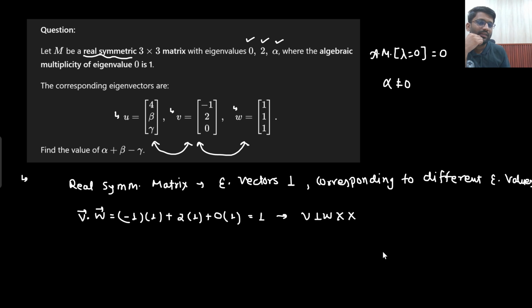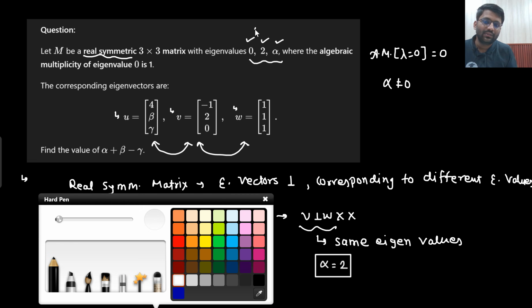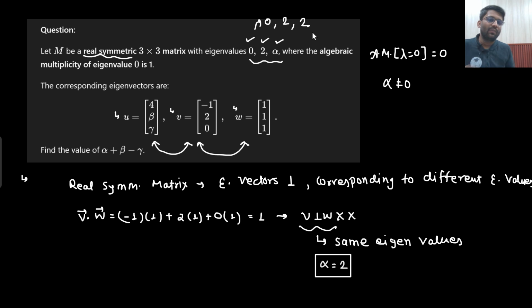What does that mean? They are corresponding to the same eigenvalue, because if they had different eigenvalues, they would be orthogonal to each other. If they are not orthogonal, that means they have the same eigenvalue. So this matrix will have two eigenvalues the same, and what must that value be? Alpha cannot be 0, so alpha has to be equal to 2. So here we have the eigenvalues 0, 2 and 2. Did you understand why the alpha value is 2?